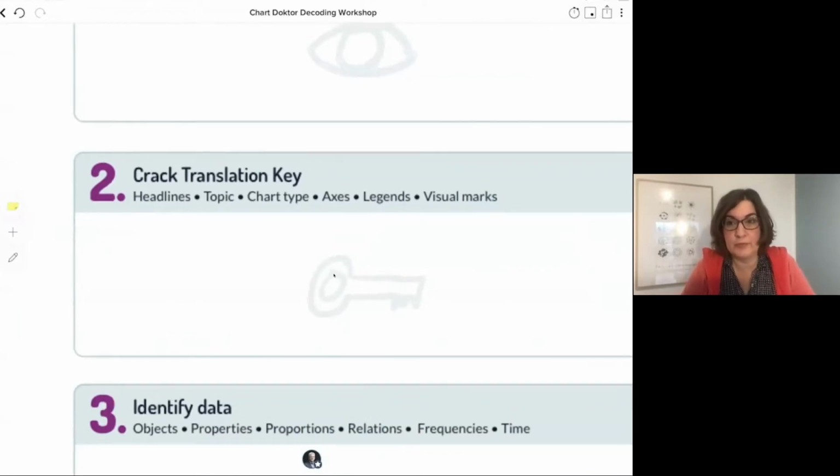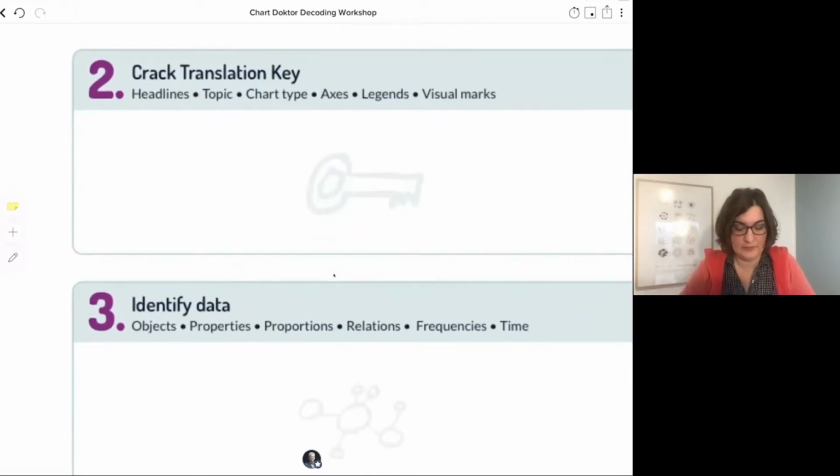The second is crack the translation key. This is where the work begins, the mental load, the detective work of the users that is often subconscious, but nevertheless it's work, and you have to make sure that all the elements help the user to crack the translation key. So first you need to read the headline. Be sure about the topic, find out hints about the topic, make sure what kind of chart type you're dealing with, look at the axis, the legends, and at the end, the visual marks.